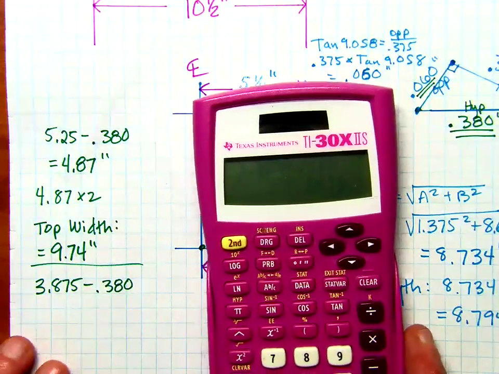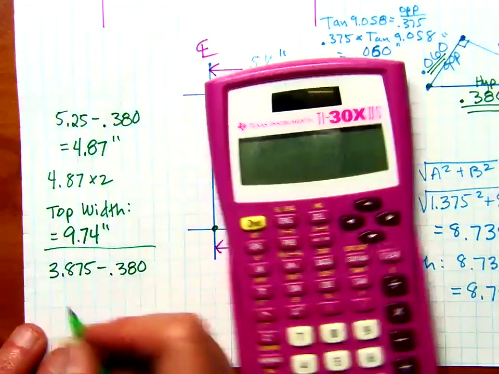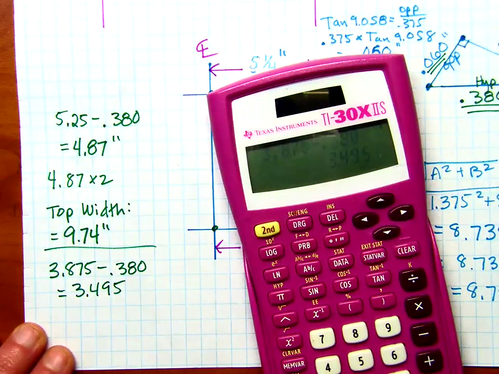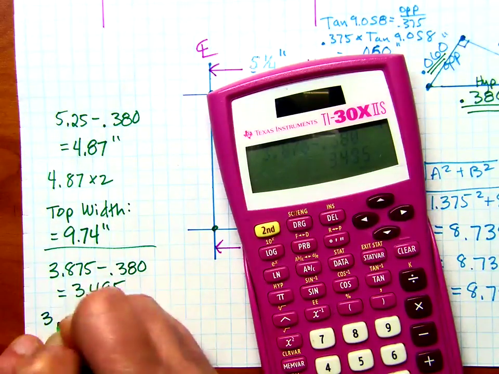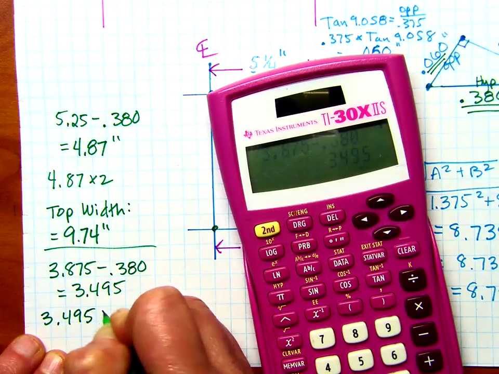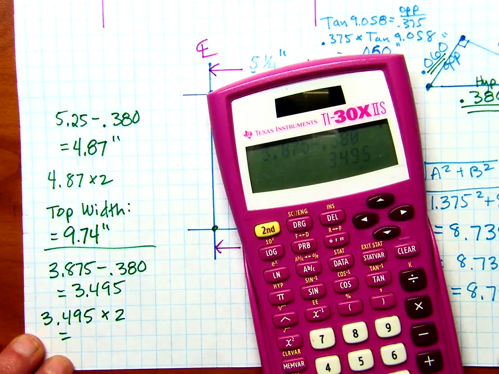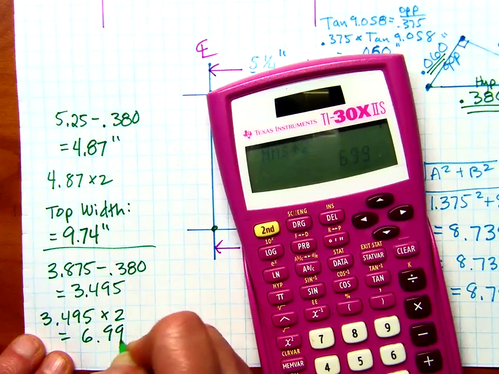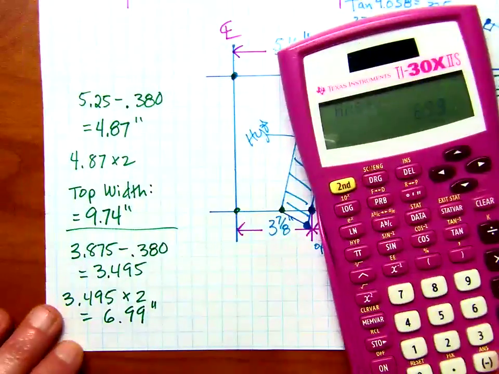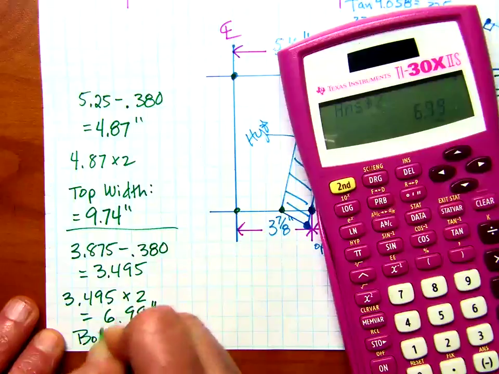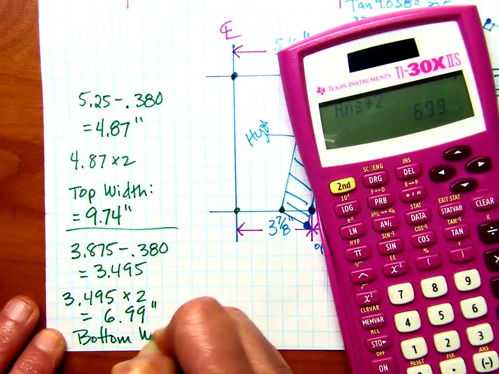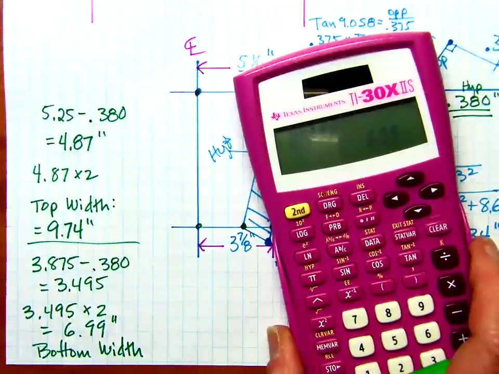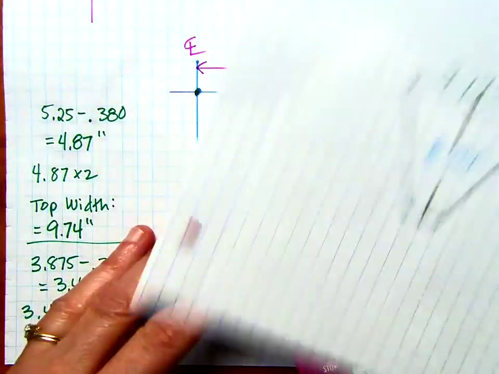I get 3.495. Okay, I want to double that. I get 6.99. This represents the bottom width. And I'm going to go ahead and put that right here.